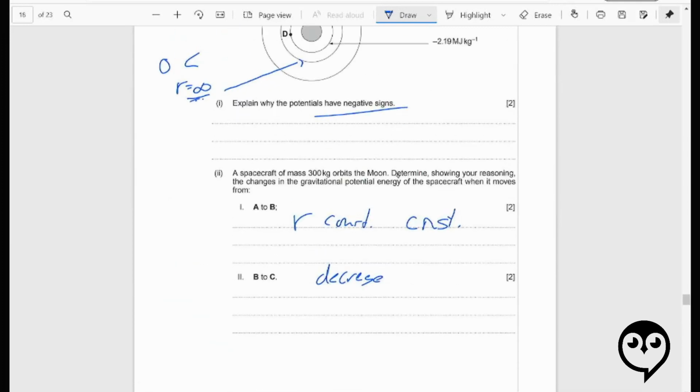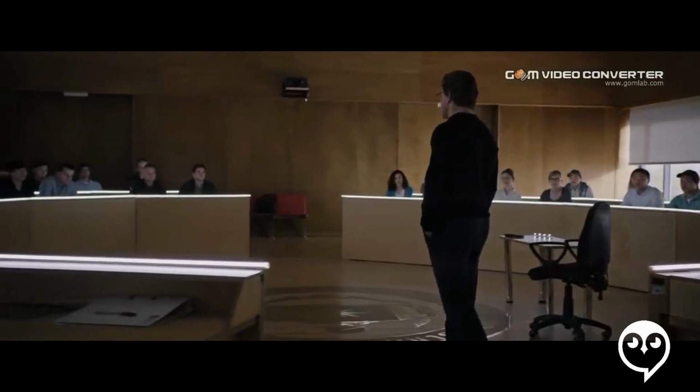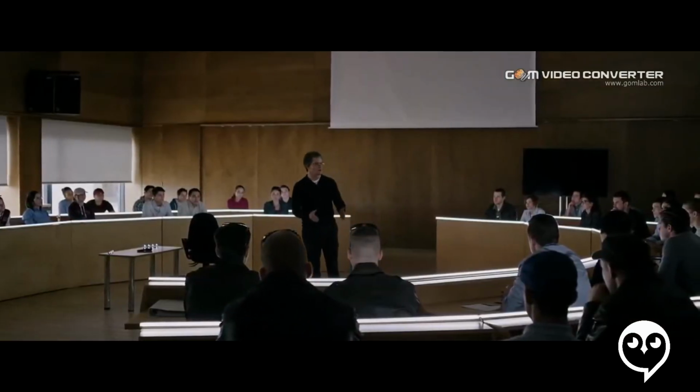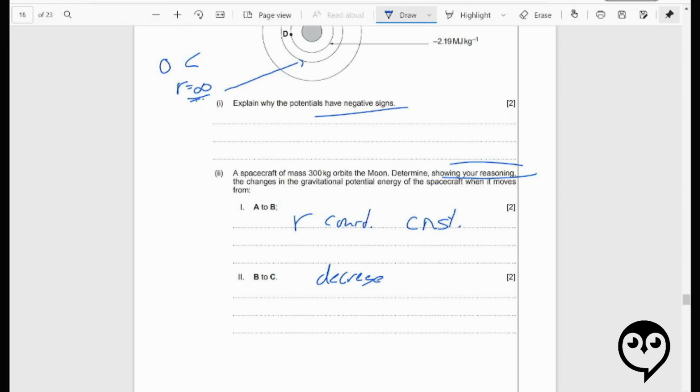Yeah, determine showing your reasoning. I guess when it says showing your reasoning, they're expecting you to do a calculation. That's not very explicit, but that's all it is. You do the math. You solve one problem. We were correct, it was a decrease, but you do need to show it.